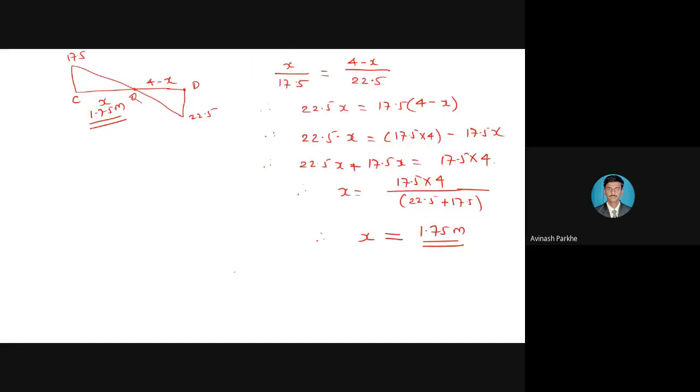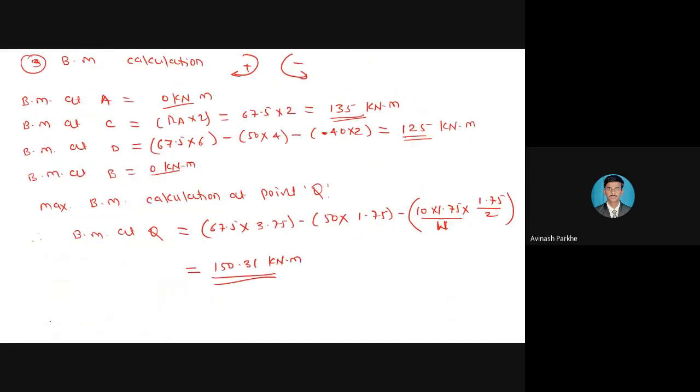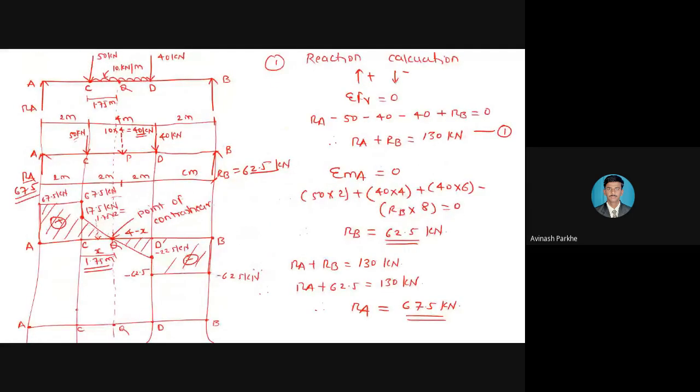Kilonewton meter. Now you have to draw the bending moment diagram. So again a horizontal line. This is point A. This is point C. Q also I have to represent. This is D. And this is B. So starting from point A, 0 is there. Then point C, bending moment at point C is 135. Only I have to indicate the point. This is 135 kilonewton meter.